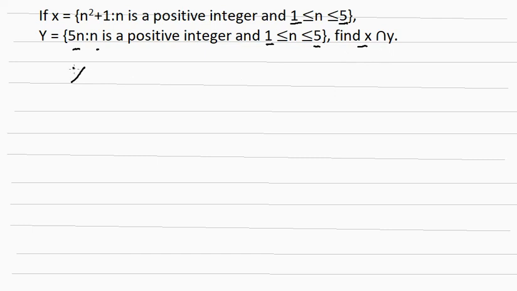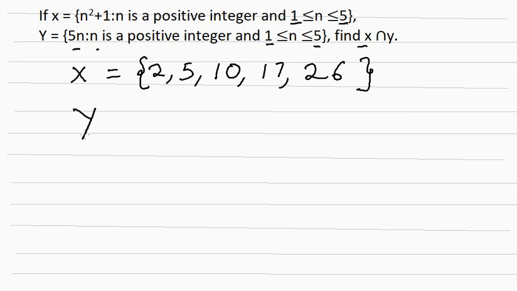So first of all, let's write out the elements of x. When n is equal to 1, I'm going to have 1 squared plus 1, that is 2. When n is equal to 2, 2 squared plus 1, that's 4 plus 1, that's 5. When n is equal to 3, 3 squared plus 1, that is 10. When n is equal to 4, 4 squared is 16, plus 1, that is 17. When n is equal to 5, 5 squared plus 1, that's going to be 26.